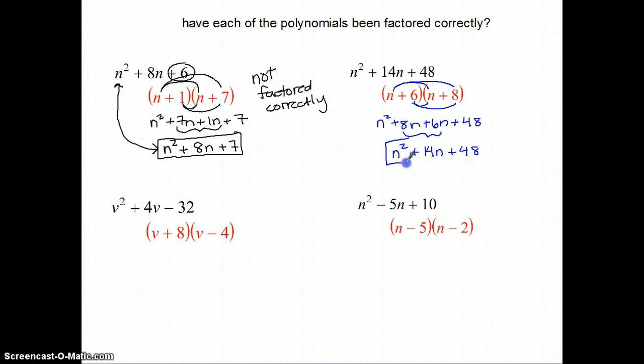Now this trinomial should match the original trinomial in black above if it has been factored correctly. Now, since those two do match one another, we can conclude that that red factored polynomial is, in fact, the correct form of my trinomial above. So this is a yes, it has been factored correctly.